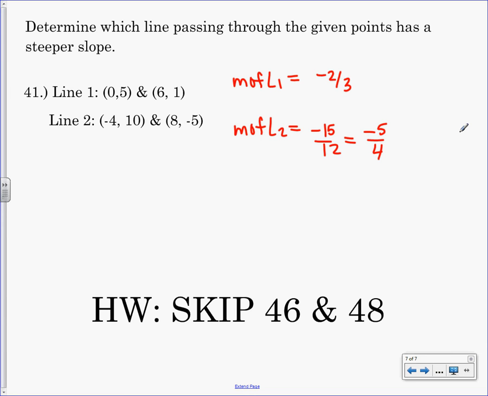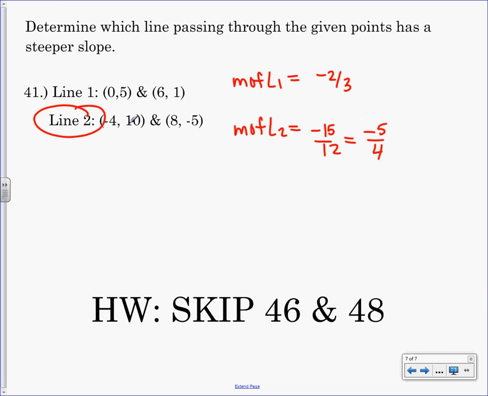But you ignore the sign, because what we could have had was, this could have been a positive 2/3, and this would have been a negative 5/4. If you didn't ignore the sign, you would have thought that was steeper because a positive is always bigger than a negative. Do you see what I'm saying? So your final answer is line 2 is steeper.